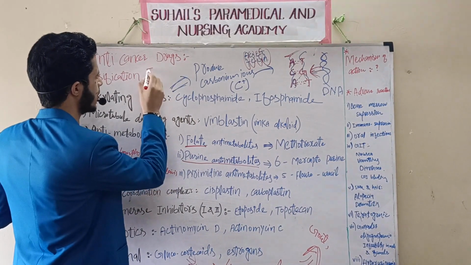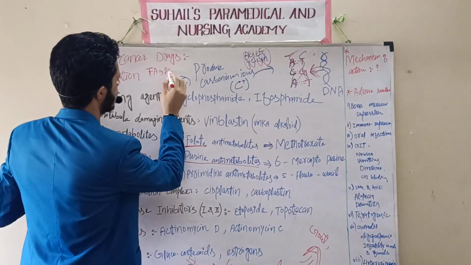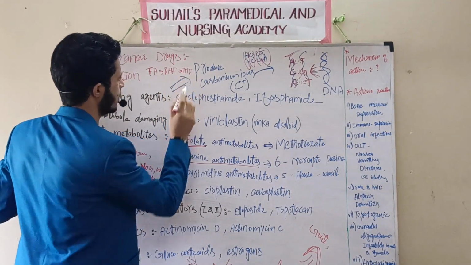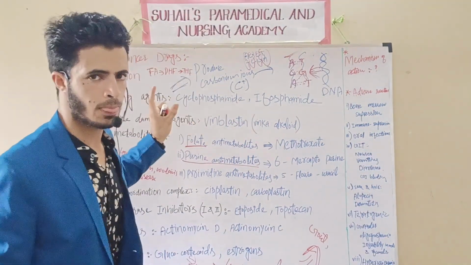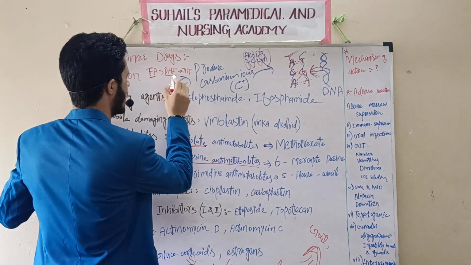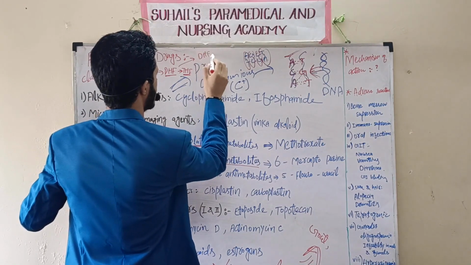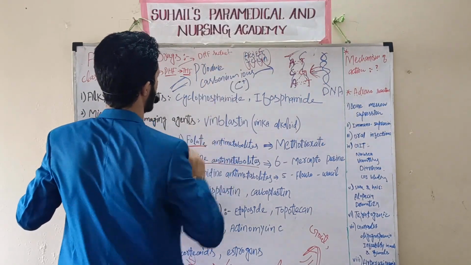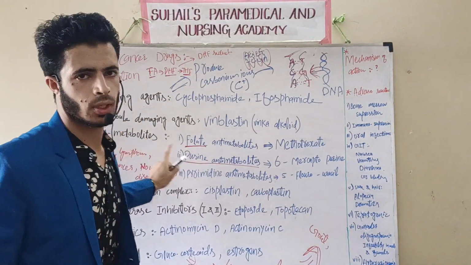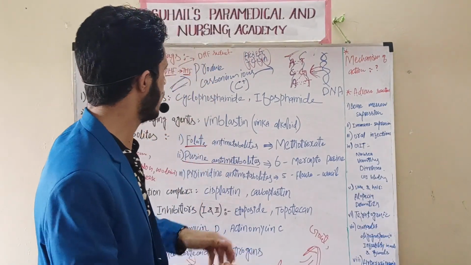Actually, there is folic acid. The folic acid will be converted into dihydrofolic acid. Dihydrofolic acid will be converted into tetrahydrofolic acid, which will be used for the formation of DNA. The enzyme that converts dihydrofolic acid into tetrahydrofolic acid is called dihydrofolate reductase. This enzyme will be inhibited by these antimetabolites. You can see in the books also how it is acting.